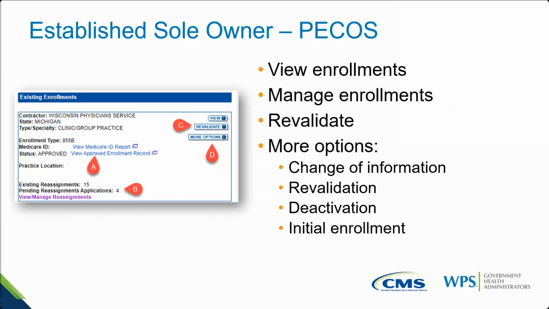However, the more options button again is still key. If they are currently reassigning benefits to another clinic, they now want to set up their own practice as a sole owner, they'll do the same thing. They'll go into more options, they'll select initial enrollment, they'll answer the question, identifying themselves as a sole owner, and PACOS will present you with the fields from there, again allowing you to sign it, upload the documentation.